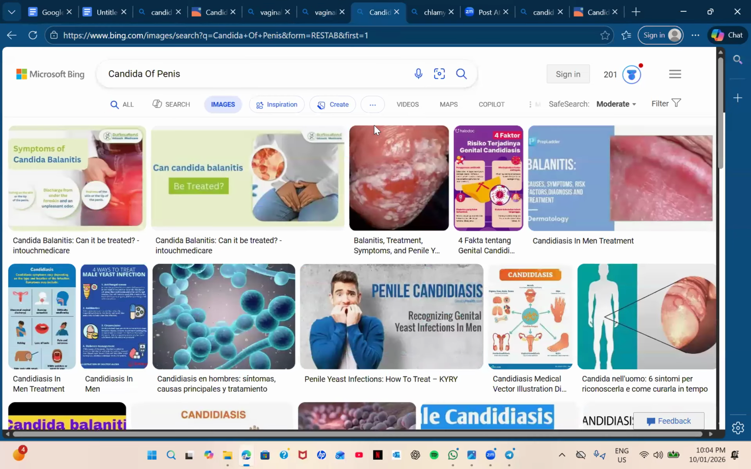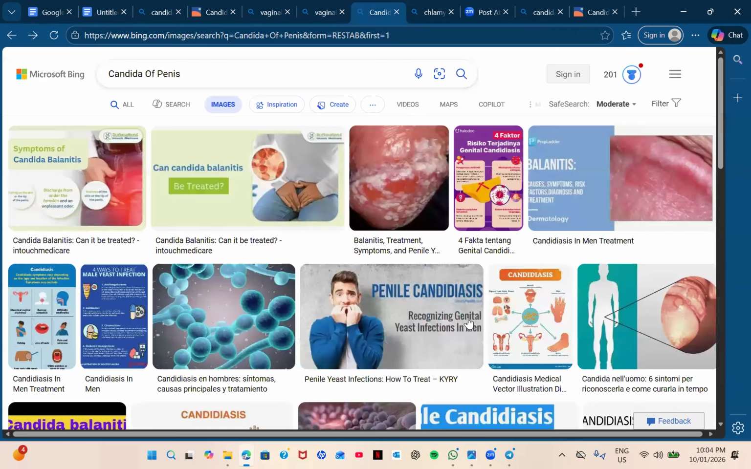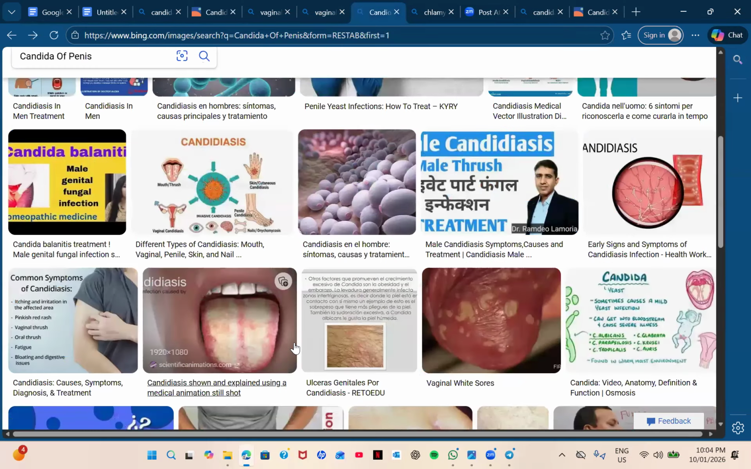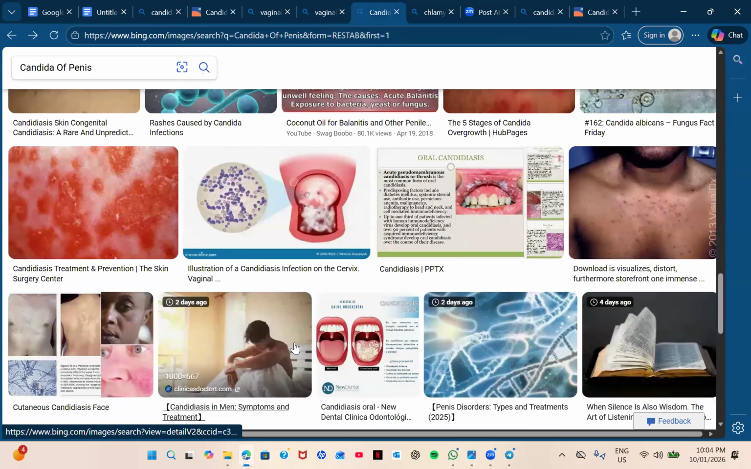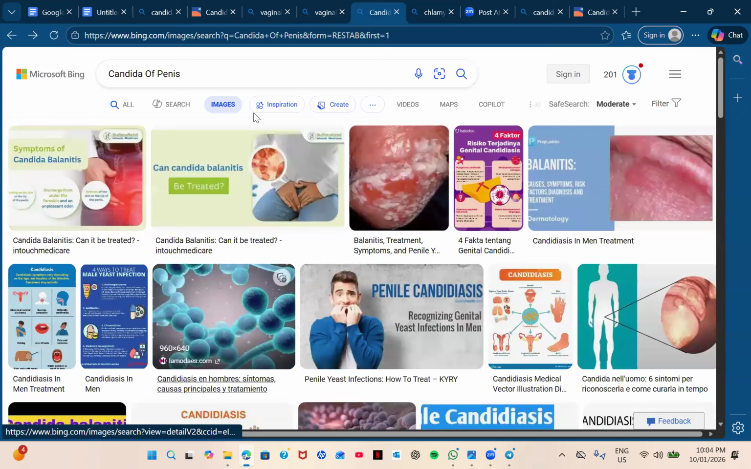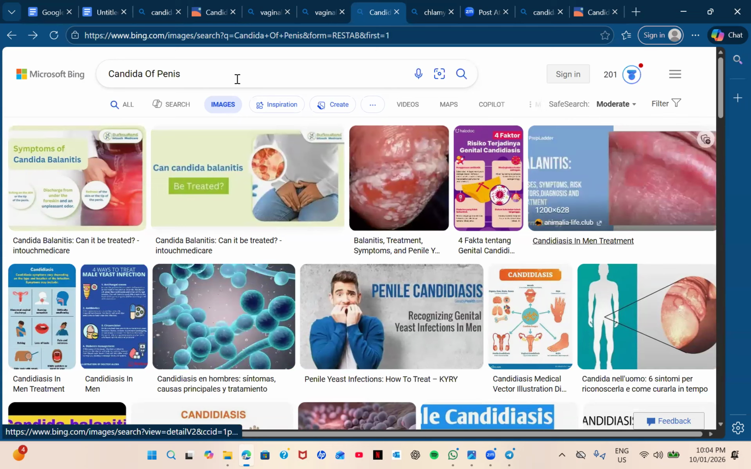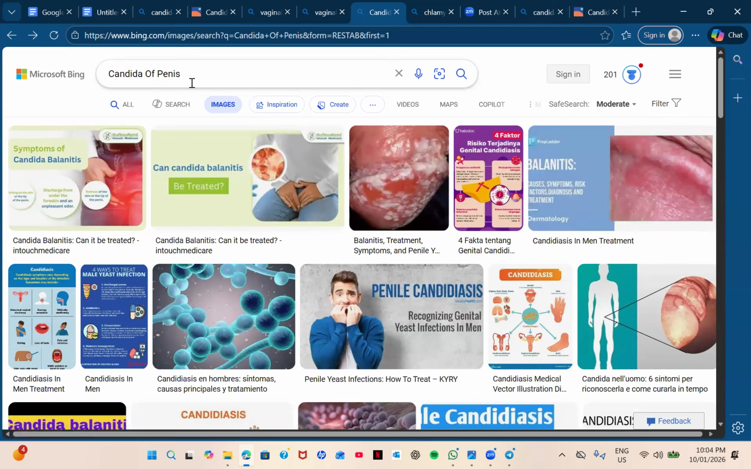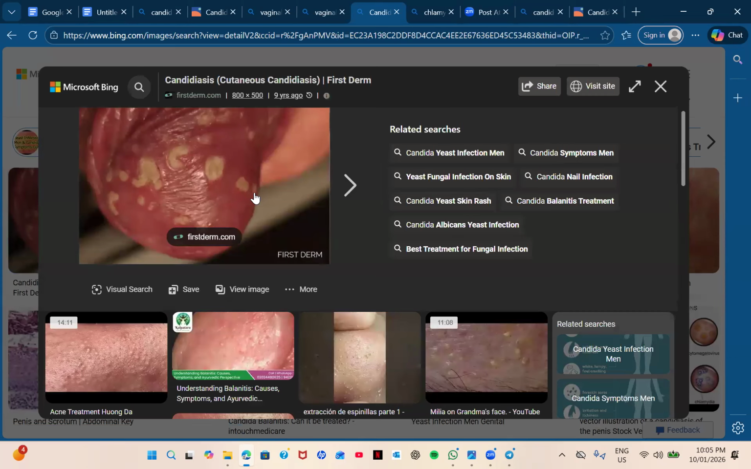Is it here? No, not this one. That's that. It's kind of like the same, but not the exact. Give me one minute. It's fine. You can see the candida of the penis.